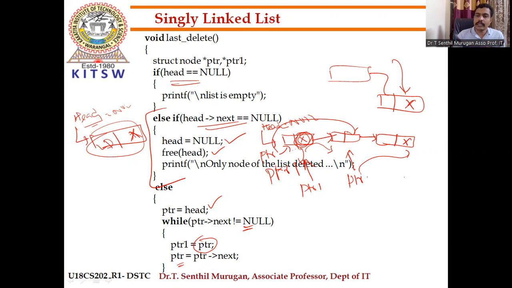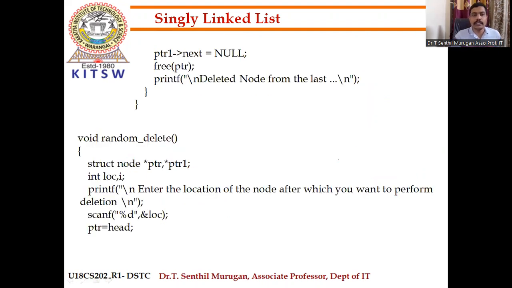Now PTR1 is pointing to this node and PTR has moved. Now PTR has reached the null pointer, PTR next equal to null. PTR1 is pointing here, PTR is pointing here, and we keep moving up to here. What is the meaning of that? PTR1 is pointing to the previous node of the last node, and PTR is pointing to the last node. Okay, this is the situation we came to.